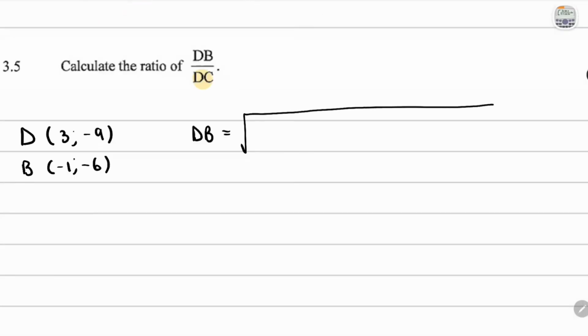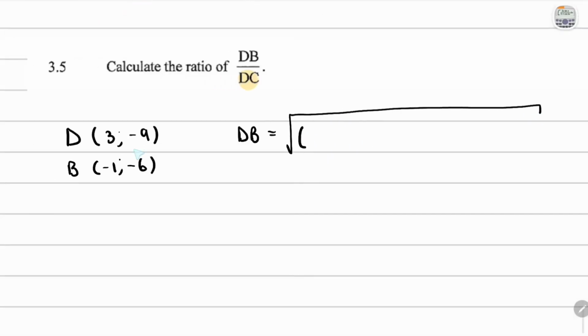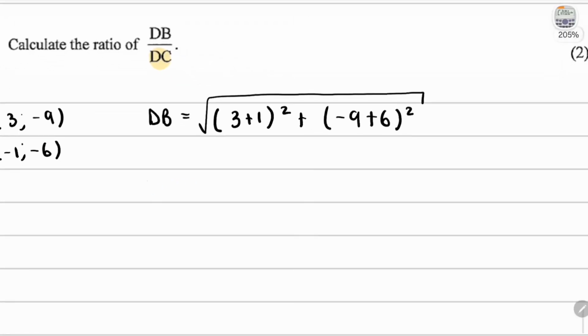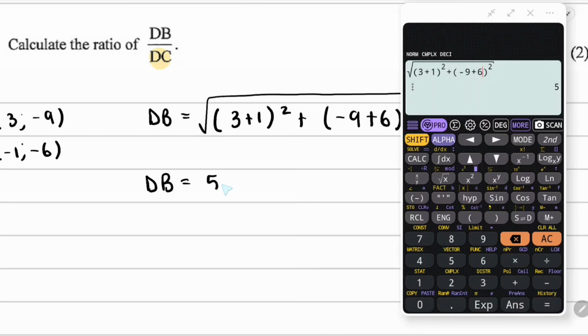So say square root of, and we're saying x2 minus x1. So we can go 3 minus negative 1, which is plus 1, all squared, plus, and then we have negative 9 plus 6 all squared because of the double negative that we get there. Okay, so let's find out what exactly DB is. So DB is equal to 5 units.